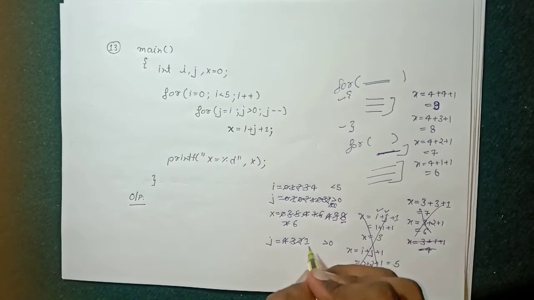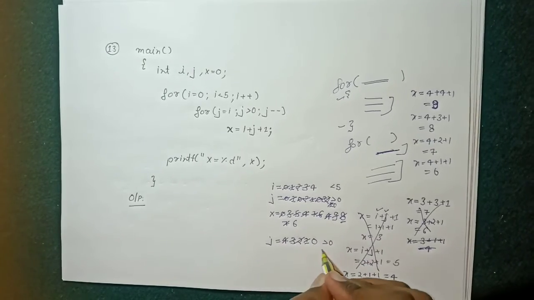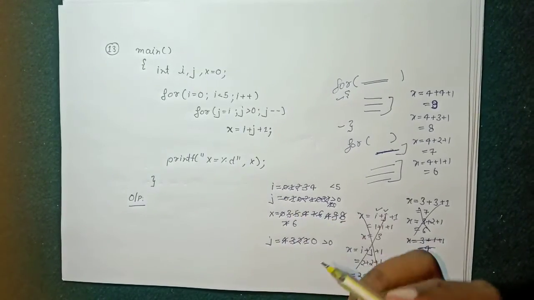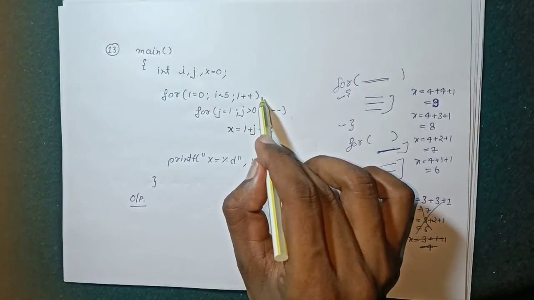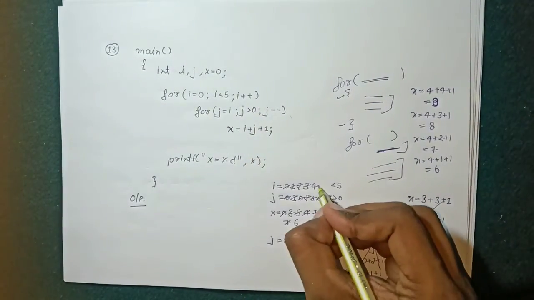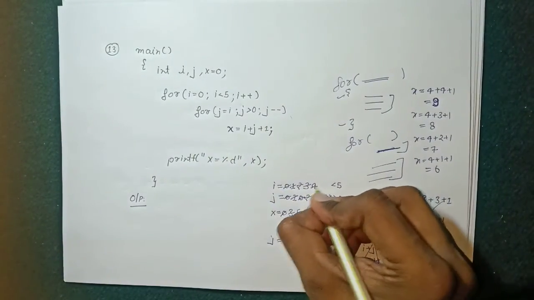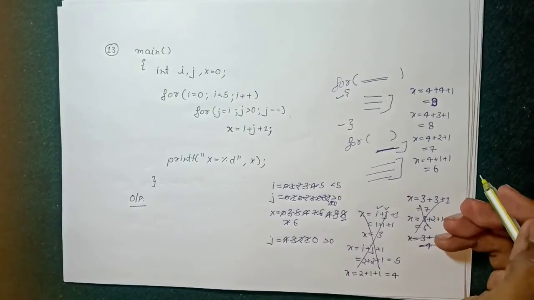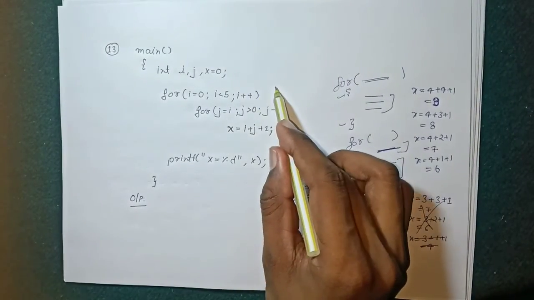Now again the value of j is decremented, which means the value of j becomes 0. 0 is not greater than 0, so the condition is false, and this loop is terminated, and we come to the outer loop. Now the value of i is incremented by 1, which means 5. 5 is less than 5, the condition is false. Okay, so this loop is also terminated.